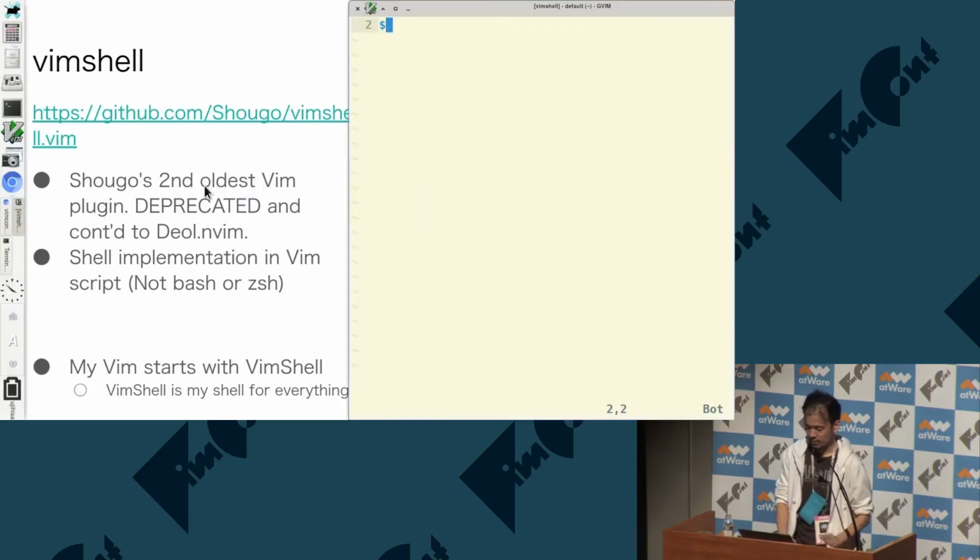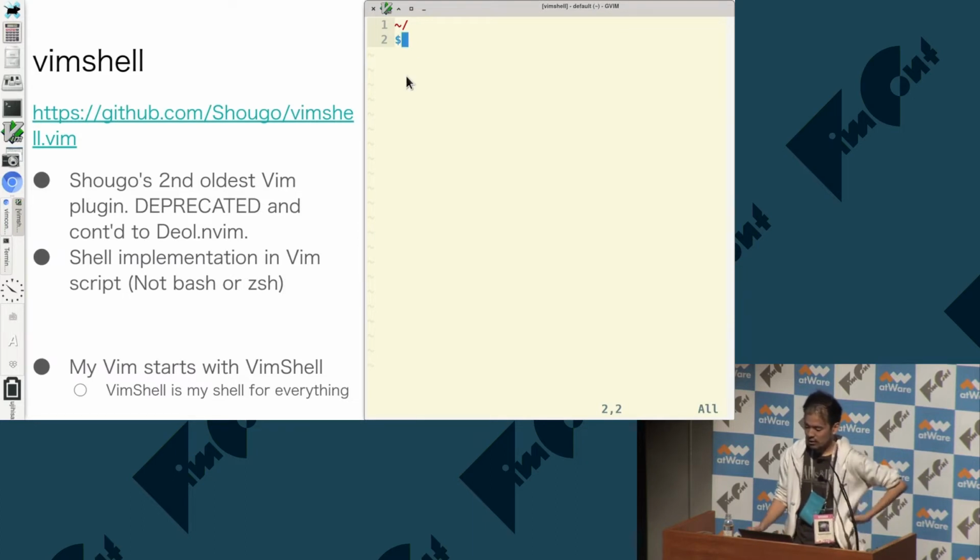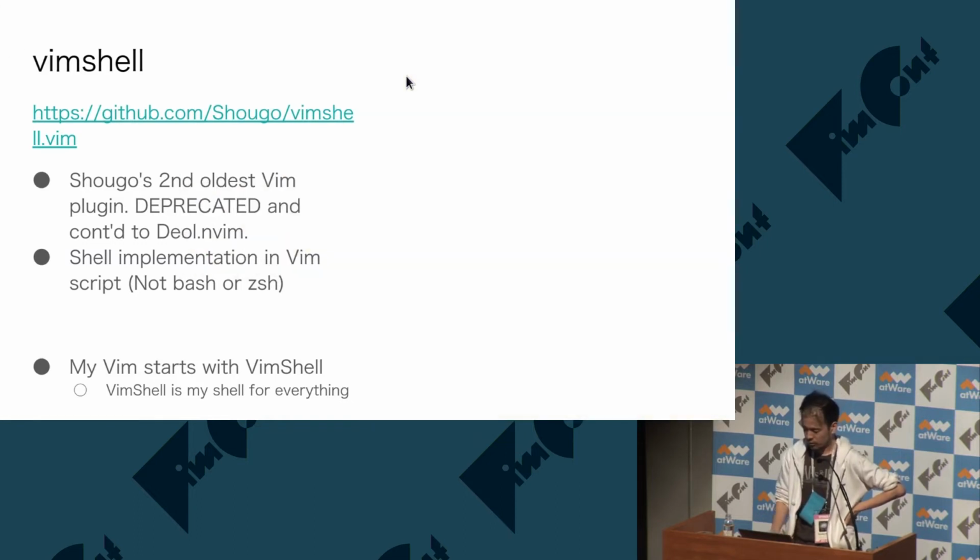Second, VimShell. When I start Vim, this actually opens a VimShell session. VimShell is by Shogo, who is the author of many plugins. It's Shogo's second oldest Vim plugin. It's already deprecated and replaced by the newer Neovim terminal. It's a shell and terminal implementation in pure Vim script. This is amazing.